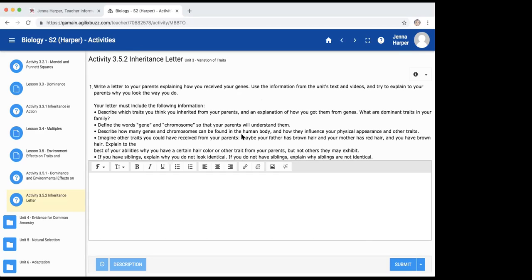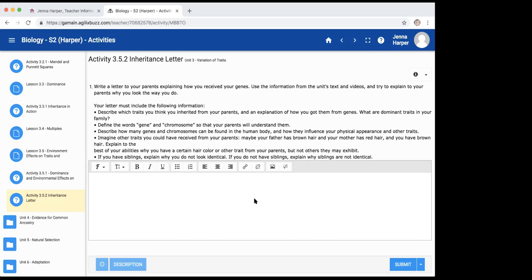Describe which traits you think you inherited from your parents and an explanation of how you got them from genes. What are dominant traits in your family? Define the word gene and chromosome so that your parents will understand them. Describe how many genes and chromosomes can be found in the human body and how they influence your physical appearance and other traits. Imagine other traits you could have received from your parents.